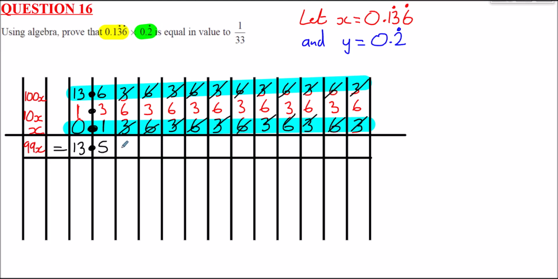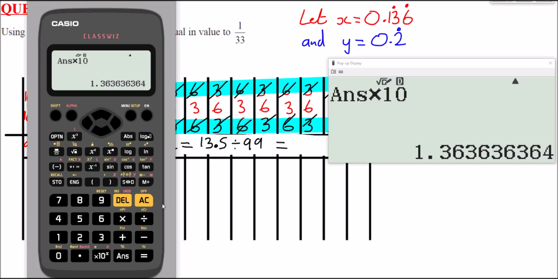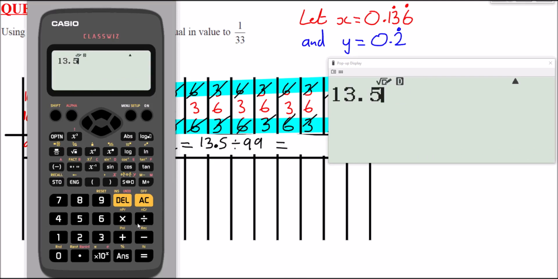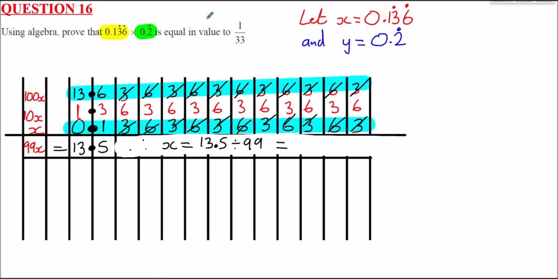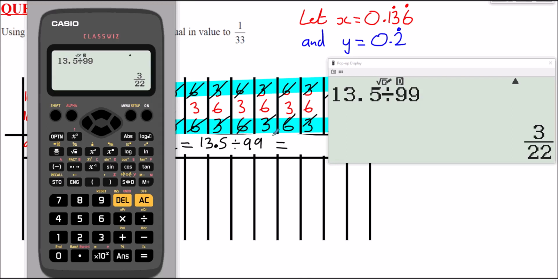At this stage now, I can think about actually proving what x is. So therefore x must be 13.5 divided by 99, 13.5 over 99. Let's see what that gives us. So 13.5 divided by 99 gives us 3 over 22, which the calculator showed us. And so x is 3 over 22.